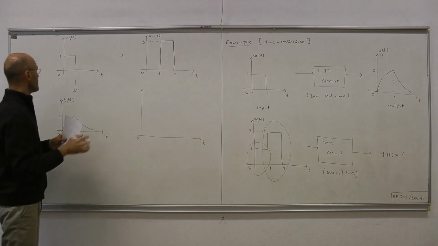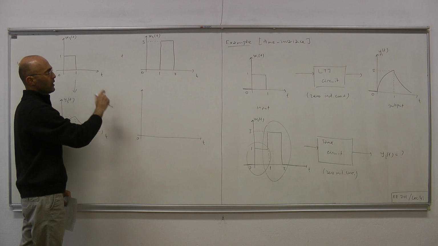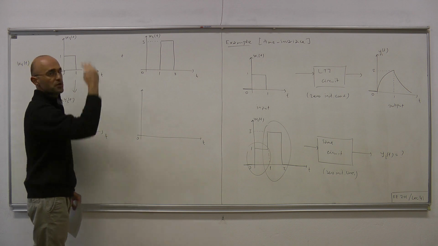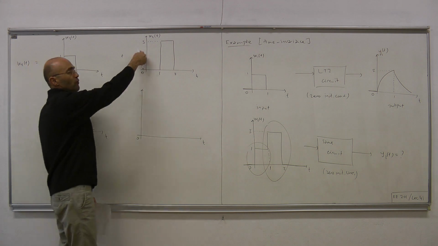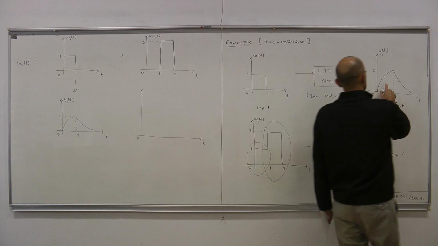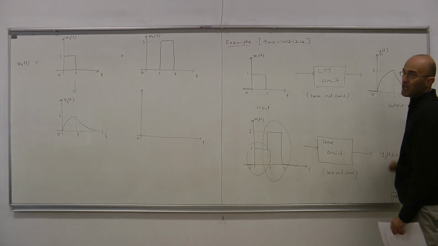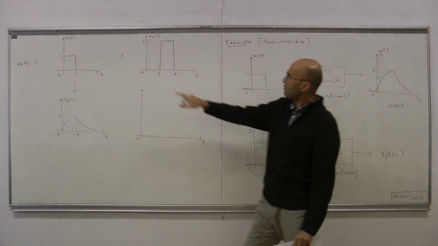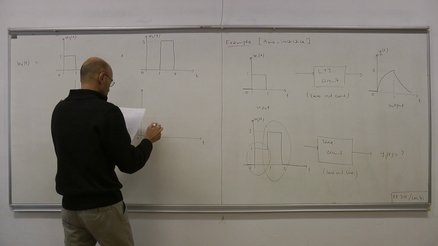Now, since W4 is a shifted version of W1 by 1 unit, and also a scaled version of W1 with a factor of 3, to figure out the output, all we have to do is shift this output 1 unit to the right and scale it by a factor of 3, which we can do because the circuit is LTI. And if you do that, this is what we have.